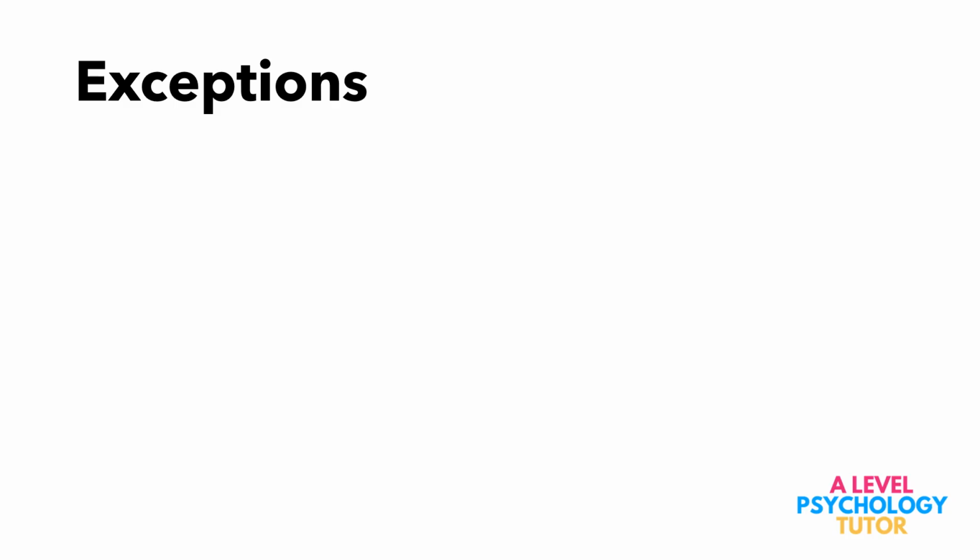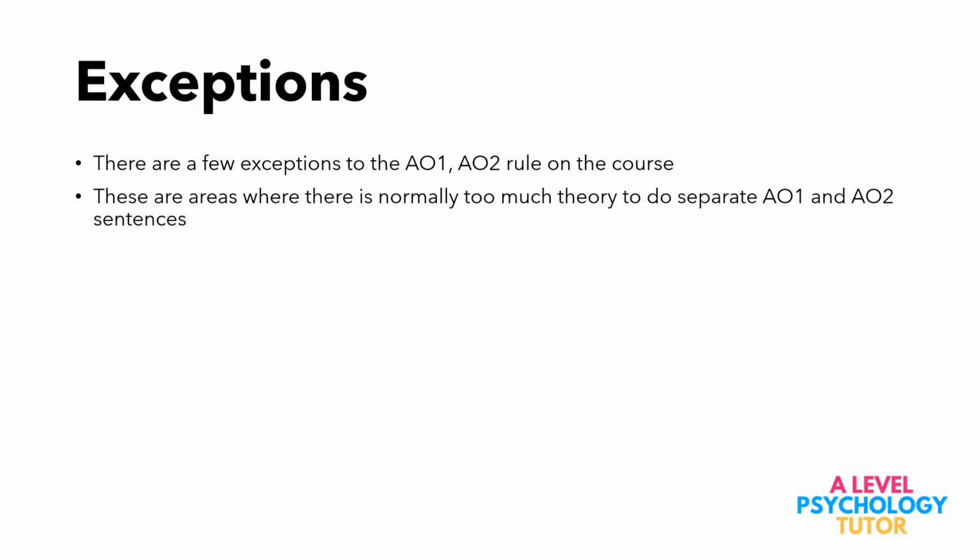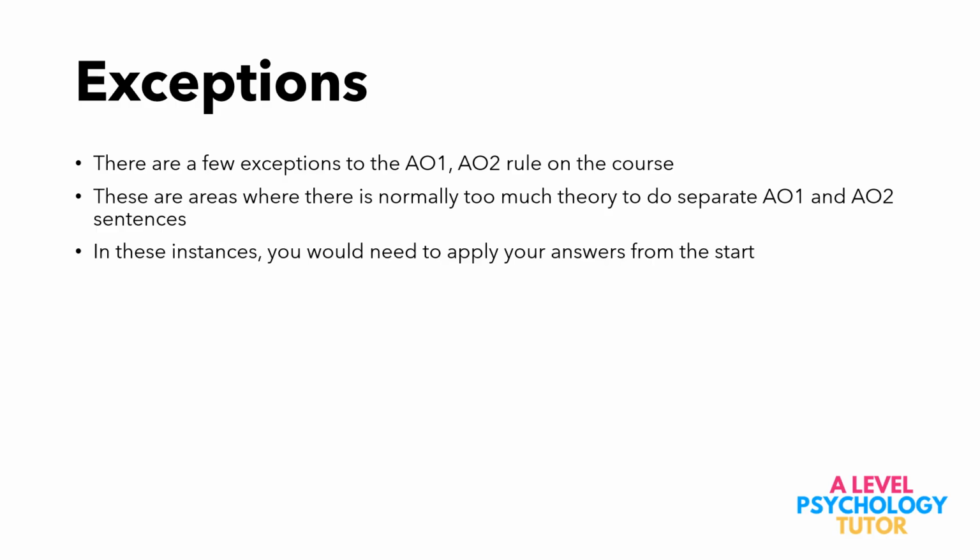Now, earlier on during this lesson, I did mention there were a few exceptions. So there are a few exceptions to the AO1, AO2 rule on the course. And these areas are normally where there's too much theory to do separate AO1 and AO2. So therefore you do need to combine your AO1 and your AO2 together. In these instances, you would just apply your answers from the start. So don't bother separating the AO1 and AO2 into different sentences. You just keep them all contextualized to the stem.